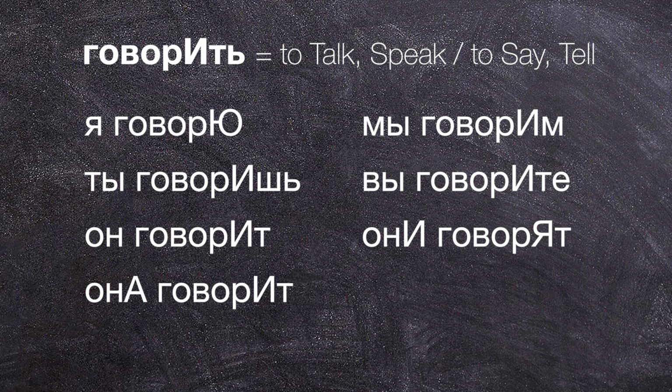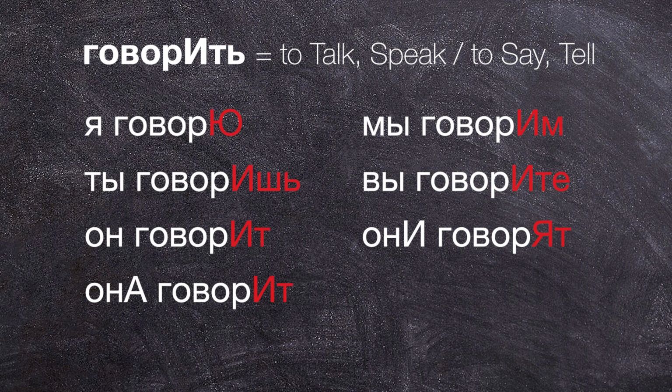There is a part of this verb that doesn't change, and its endings depend on a persona who is speaking. Я, ты, он, она, and so on. Я говорю по-русски. Он говорит по-английски. Ты говоришь по-английски. Нет, я не говорю по-английски.